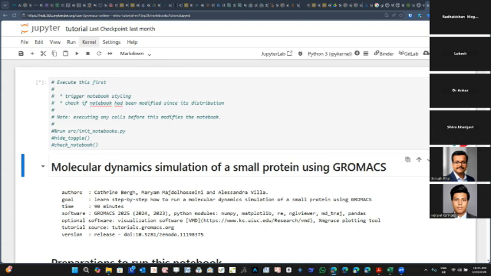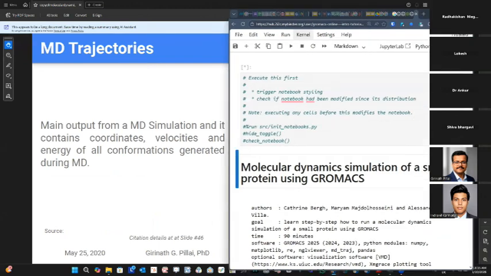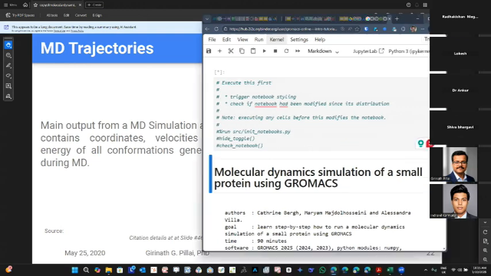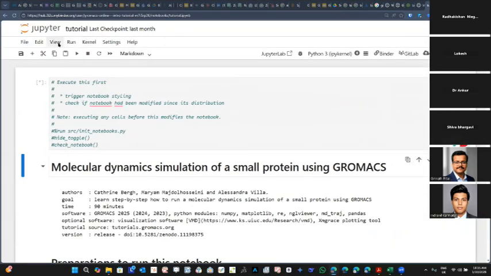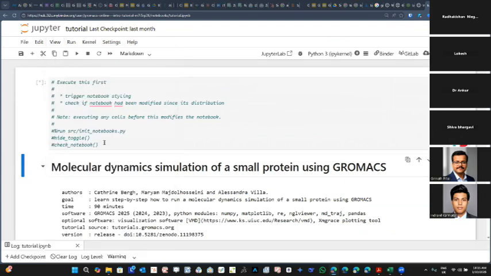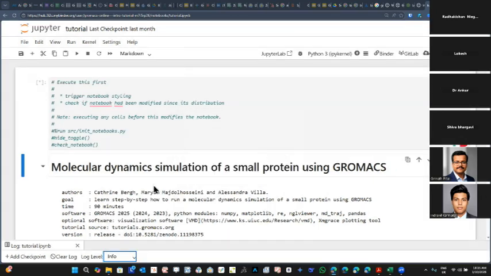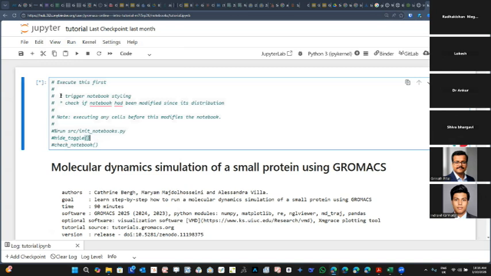Let me see if I can show you something else. I tried to change their default things, so that's okay. So this is still running. There's no problem. Let's see when it finishes.